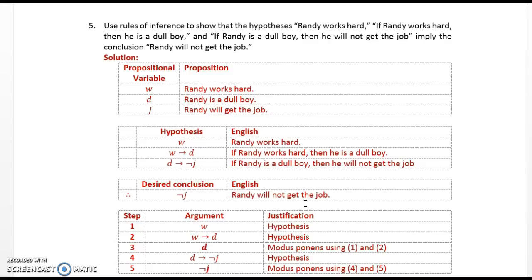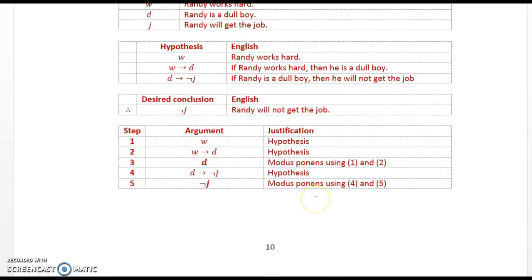Propositional variables. W: Randy works hard. D: Randy's a dull boy. J: Randy will get the job. Hypotheses. W, Randy works hard. W implies D: if Randy works hard, then he is a dull boy. D implies not J: if Randy is a dull boy, then he will not get the job. Desired conclusion, not J: Randy will not get the job.